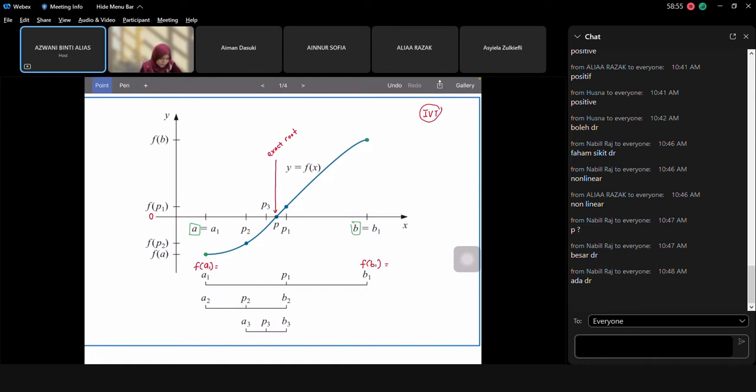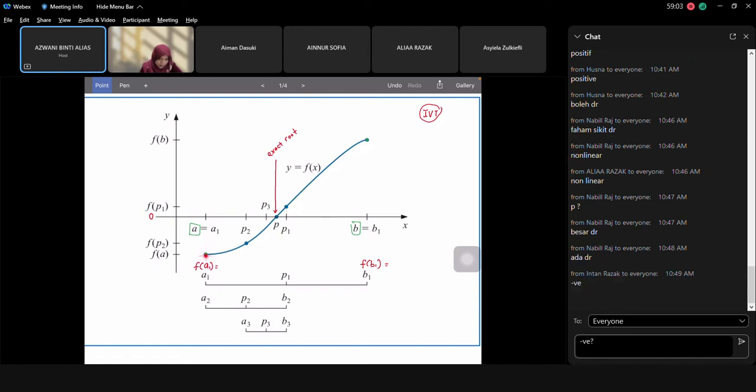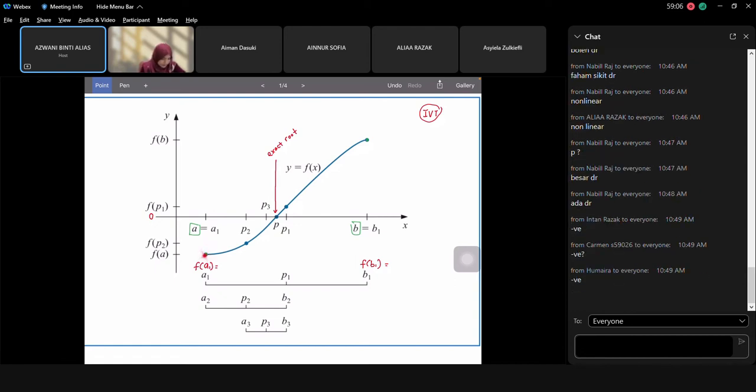FA1. The value kat sini adalah A1. FA1 yang ni. Betul tak? Negative kan? Alright, good. So, this is negative. FB1. Duduk kat atas ni. FB1 adalah positif. Okay, dalam case the largest interval ni, FA1 multiply by FB1 is less than 0. Kenapa less than 0? Sebab the sign adalah opposite. Ada satu negatif, ada satu positif.